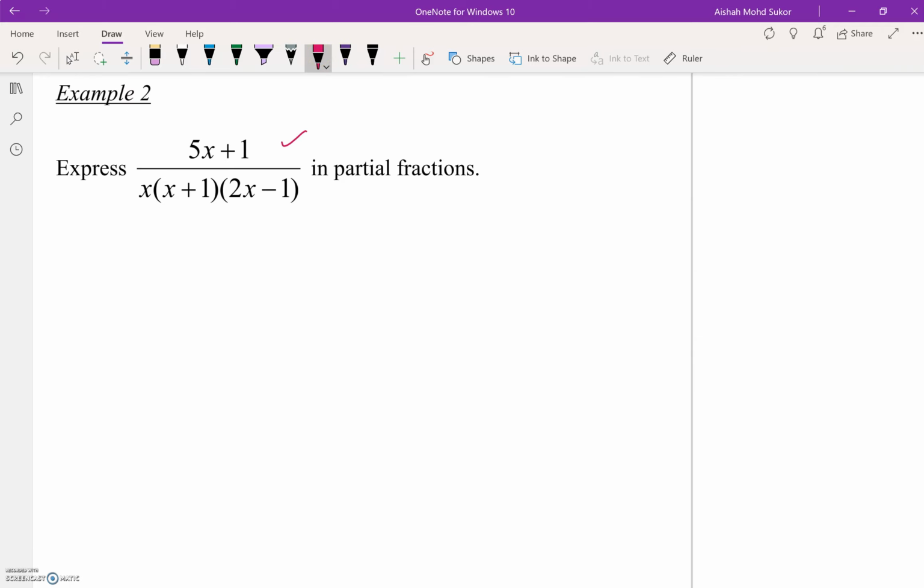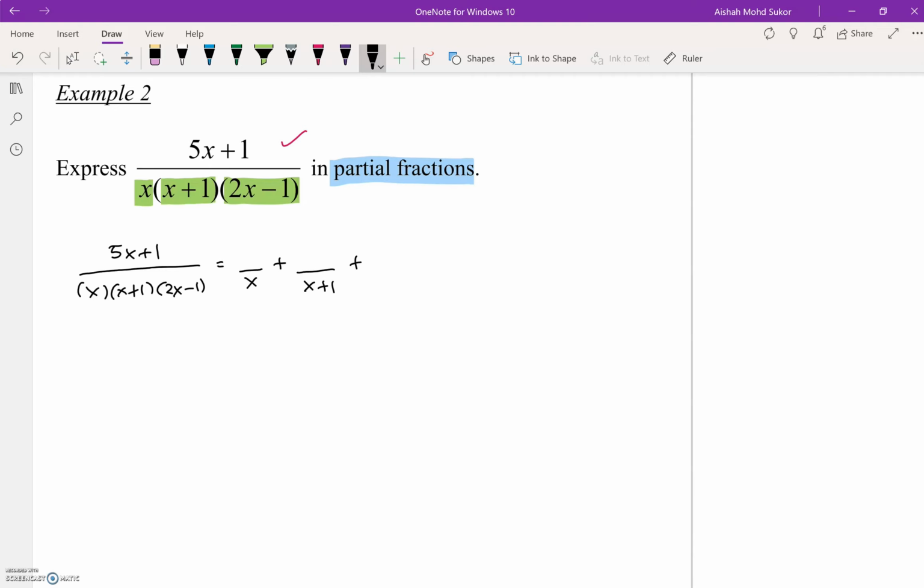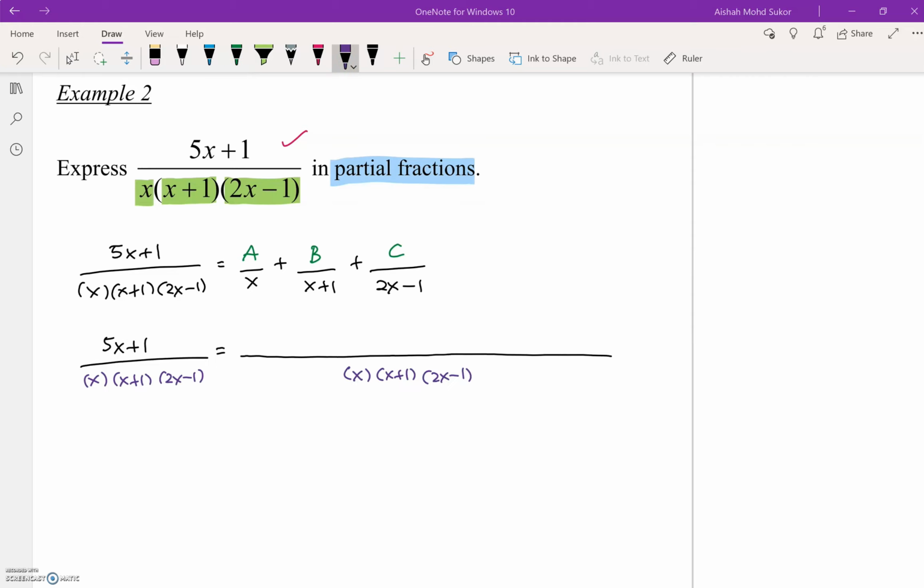Example 2. Express this proper fraction in partial fractions. By looking at the denominator, we have three distinct linear factors. We can write this as A over x, B over (x + 1), and C over (2x - 1). As we have three distinct linear factors, the numerators will be a constant A, a constant B, and a constant C. Next step is to equate the denominator. Remember to use your pencil.